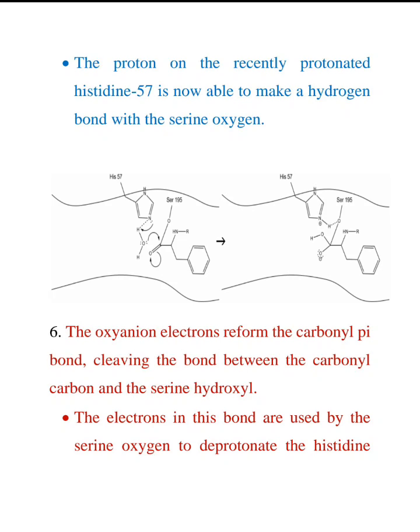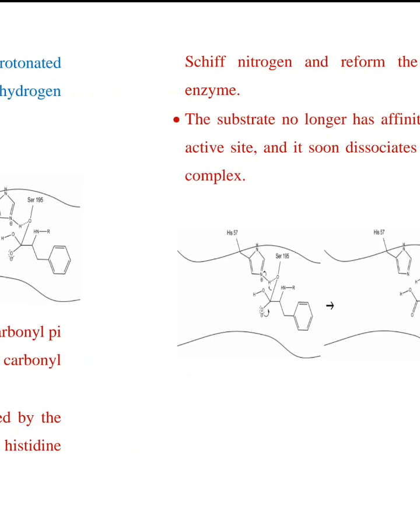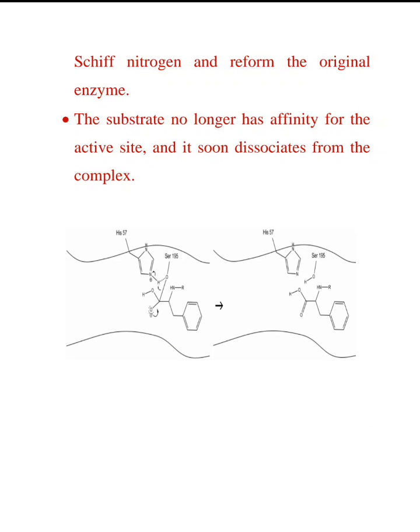The electrons in this bond are used by the serine oxygen to deprotonate the histidine Nε nitrogen and reform the original enzyme. The substrate no longer has affinity for the active site and it soon dissociates from the complex.